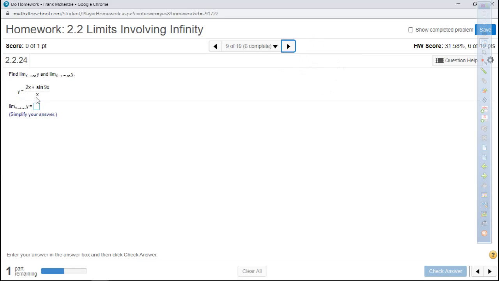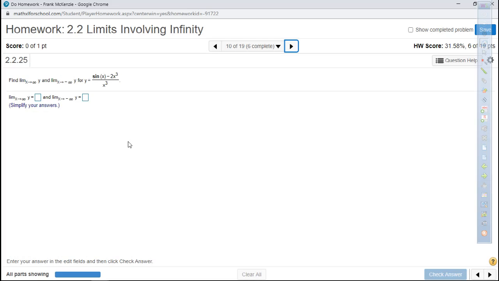All right, same thing here. Remember, you're going to divide that x into both parts and split it up. Similar here. I'm going to do the same thing.